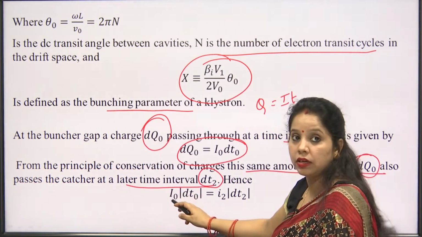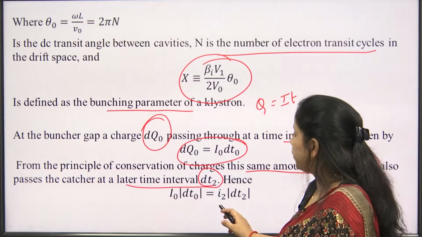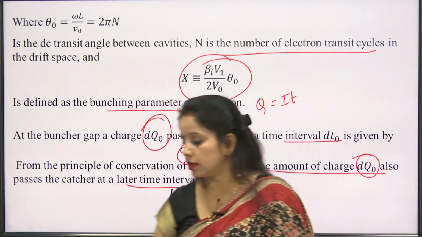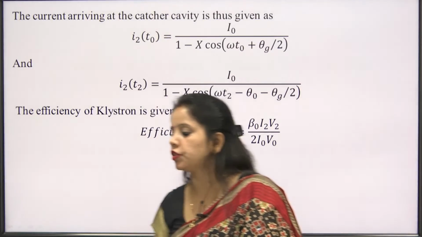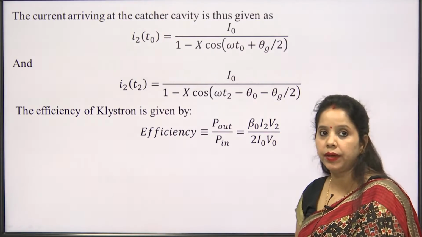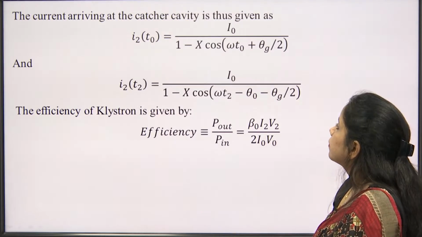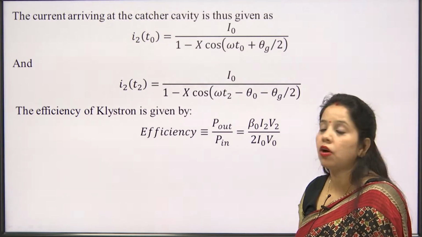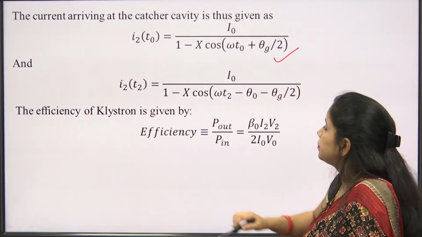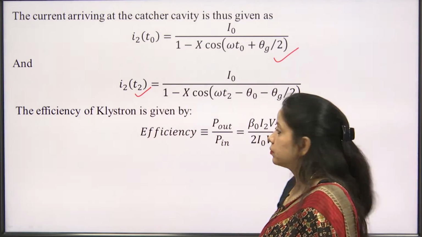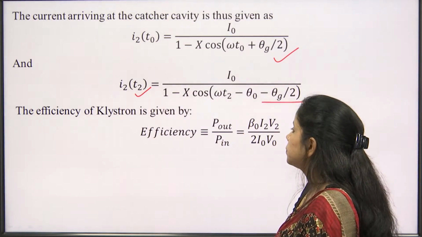So, I naught dt naught should be equal to I2 dt2. So, this principle of conservation of charge can be applied, and after that we are able to get I2 at the time t naught, which is given by this equation, and I2 at the time t2, which is given by this equation.